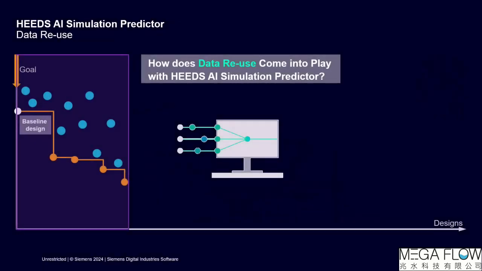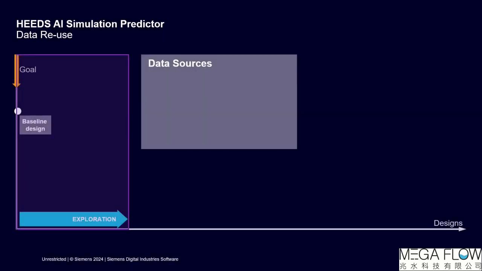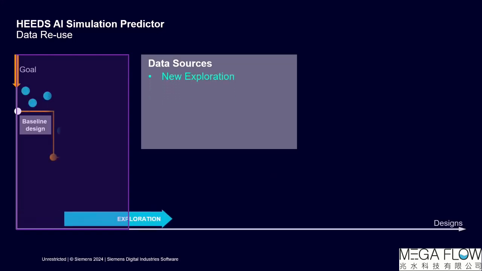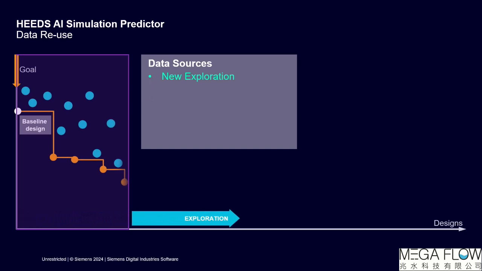So how does data reuse come into play with HEEDS AI Simulation Predictor? First, we need to consider where the data sources reside in generating the AI models. One option is that the data can come as part of a new design space exploration, as we presented earlier. In this scenario, Sherpa is generating the data for us as part of the same optimization we are boosting with HEEDS AI Simulation Predictor.